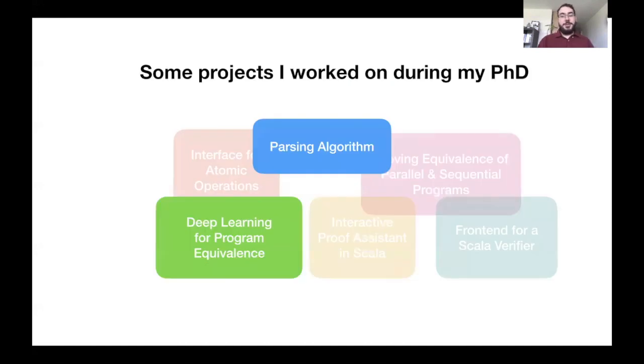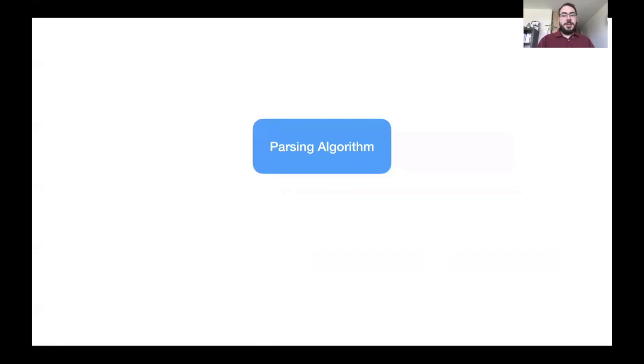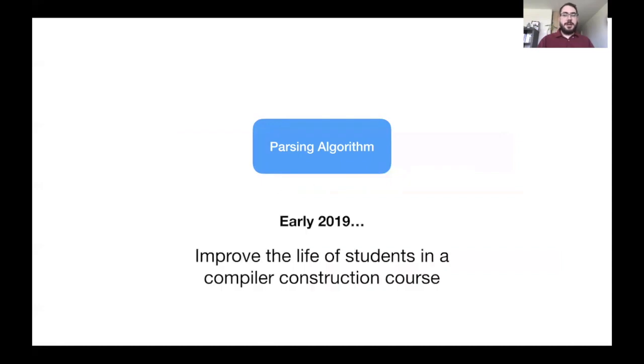The second project I want to talk about is this parsing algorithm project. This project started early last year, and I set myself the goal to improve the life of students in a compiler construction course. I TA'd the semester before in this course, and I noticed that some students struggled with one part of the compiler project, and I said to myself, well, let's try to improve the situation.